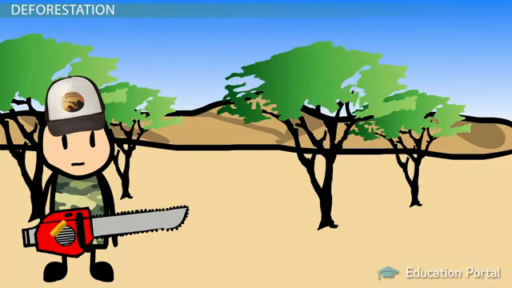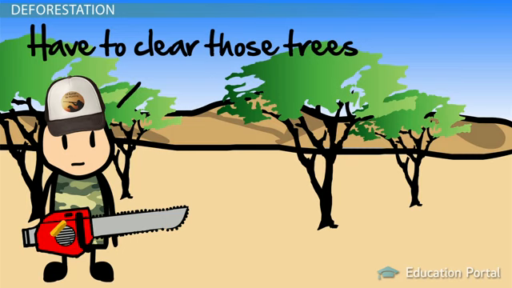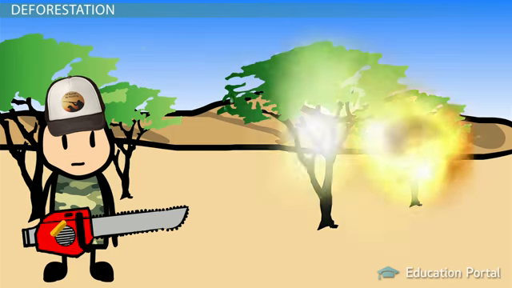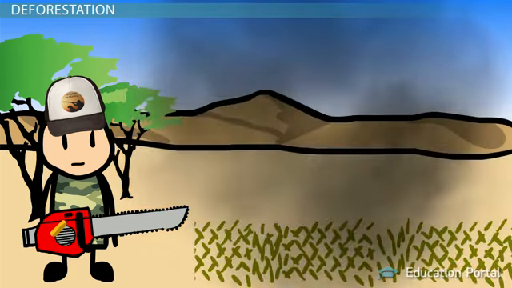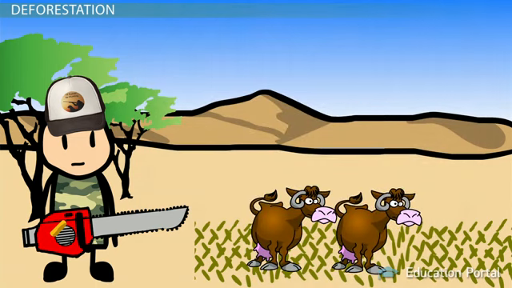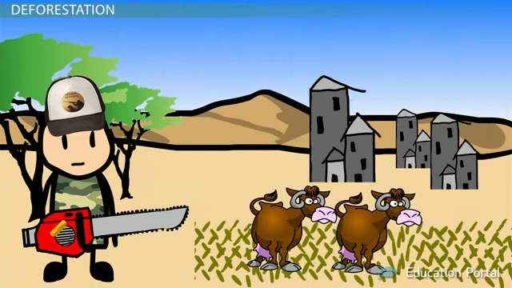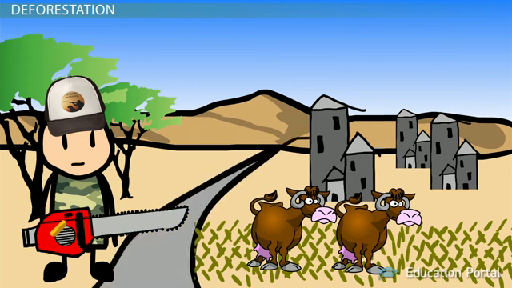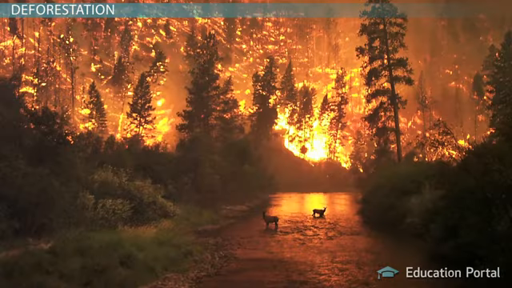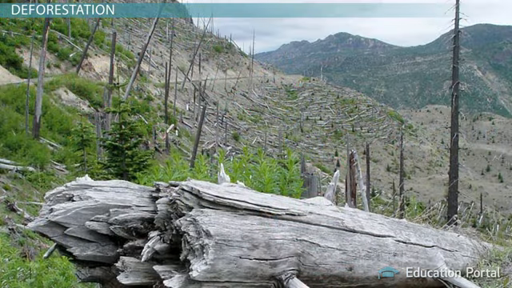In other cases, trees are cleared because they are in the way of progress. Forests may be cleared to make room for farmland or for grazing land for cattle, or they may be removed to make room for new houses, neighborhoods, or expanding cities. Some deforestation is not intentional and can result due to natural causes such as wildfires. Regardless of the cause, deforestation can be detrimental to the environment.